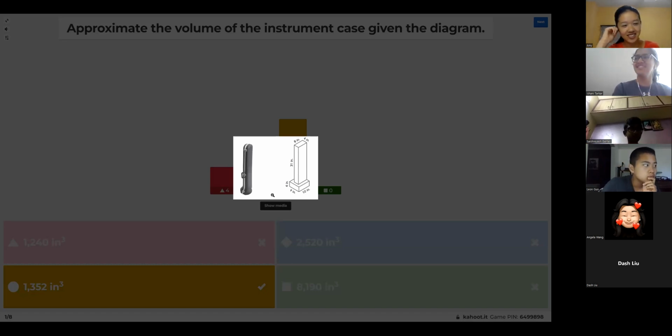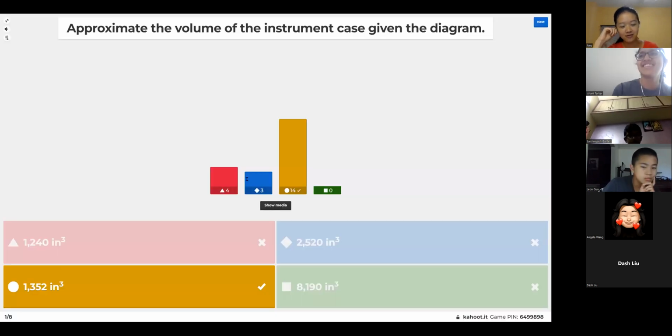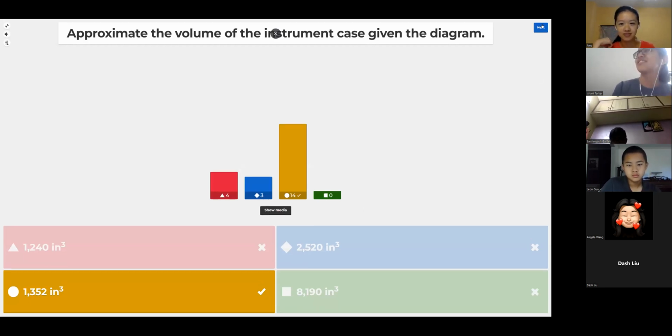Or you could actually do the math, you know? You wouldn't get as much points though. You get like 600. Right. So next time, just, you know, use logic.